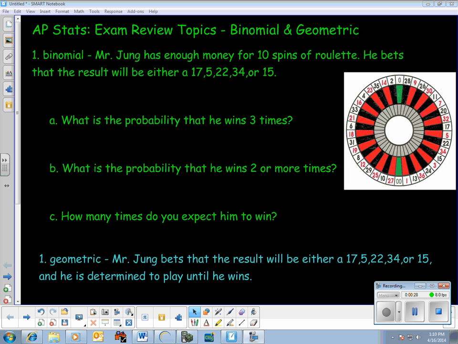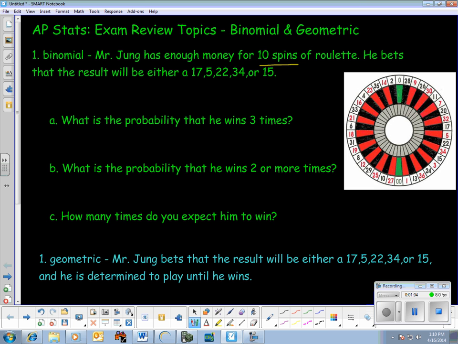So our scenario is about roulette. It's about a random person named Mr. Zheng who just happens to like to play roulette for its probability mainly. And the first setup is a binomial setup. And hopefully you remember what makes this binomial. The key here is that we know before we ever start that 10 spins are going to happen. That's the big distinction between binomial and geometric. Besides that, there are a lot of similarities as far as successes and failures and independence.